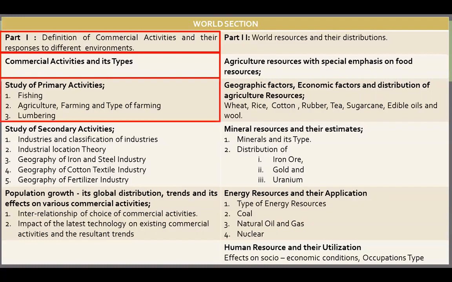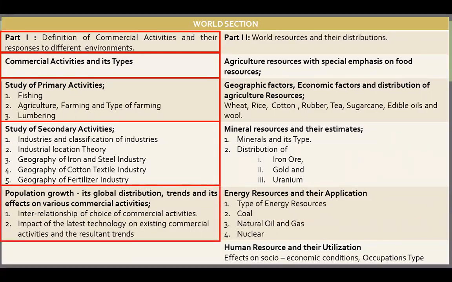Second is the study of primary activities. When we are talking about commercial activities and their types, the first activity that man could perform on the earth, when he was Homo sapiens, is the primary activity. Then we have secondary activity. These are activities related to the manufacturing sectors. Then we have population growth, its distribution, global trends, and effect on various commercial activities.